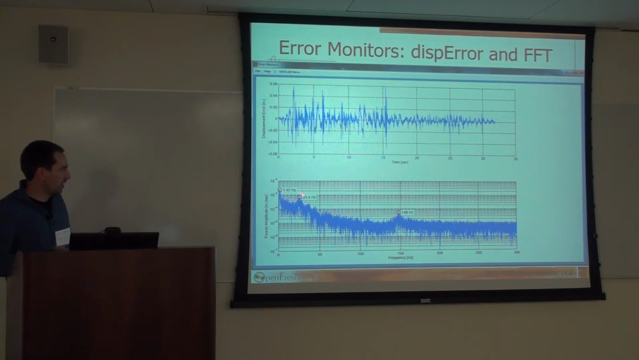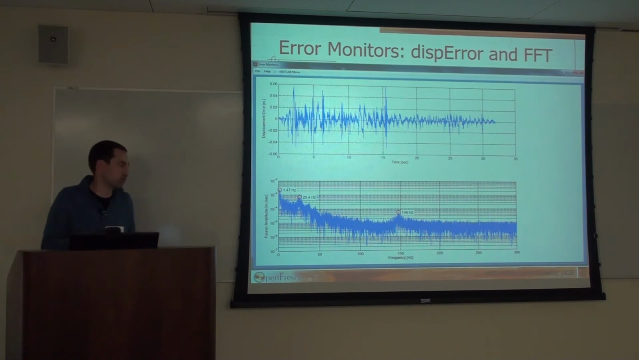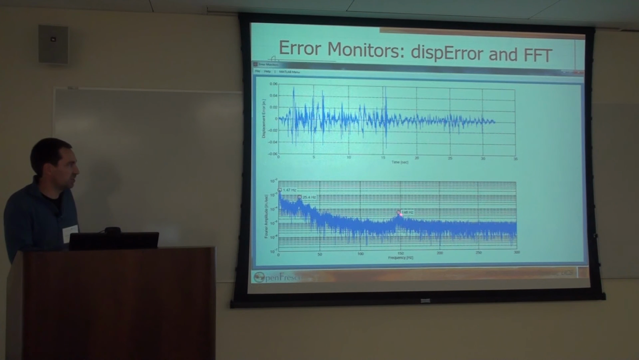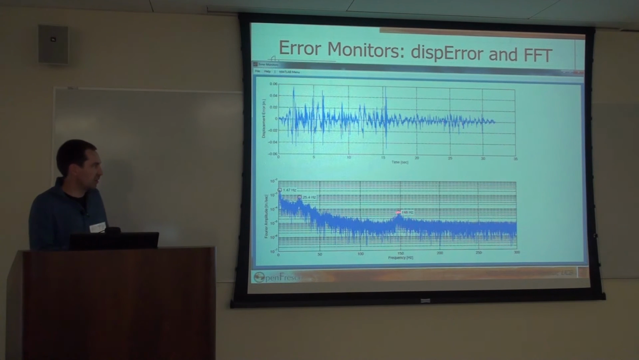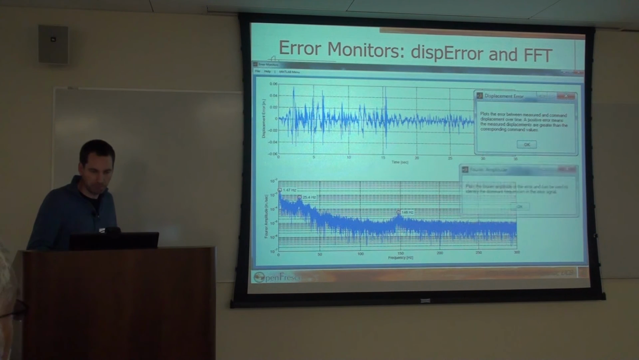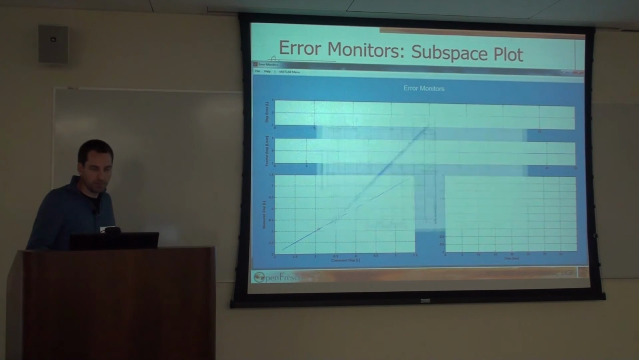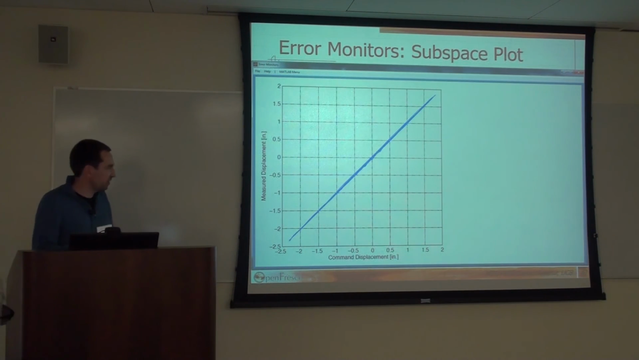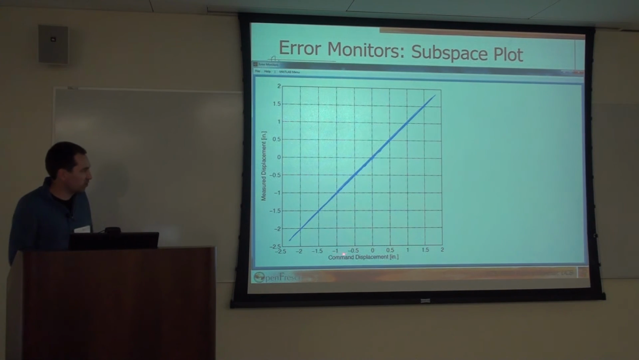So it will basically do on the fly an FFT of your error, and you can then pick up if you have those systematic errors that Salim has talked about, which we will then see by seeing frequency peaks. So here's, I think, the oil column frequency that we're picking up, 25 Hertz, at 148 something else that we're picking up. So you'll see that. Then it will also create these subspace plots where you plot command displacement versus measured displacement.